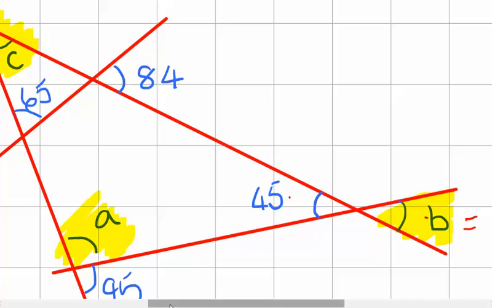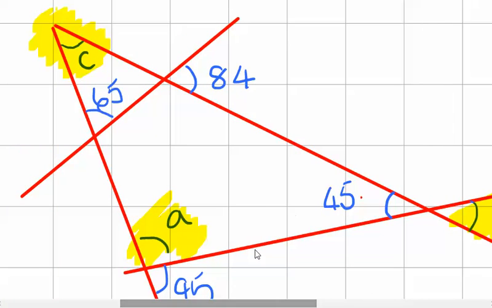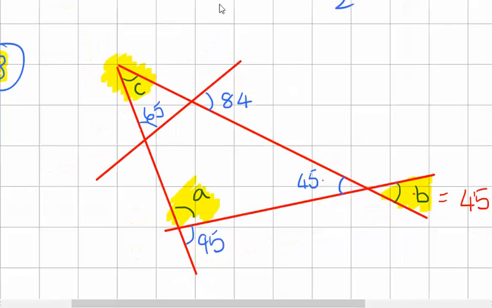Because in front of A is 65. Well, is that something we've talked about though? What have we said? Oh, it's 45. No, that's there. What is A linked to? 84. Jana, what do you think? 95. You think? Why? What would you say? 95.